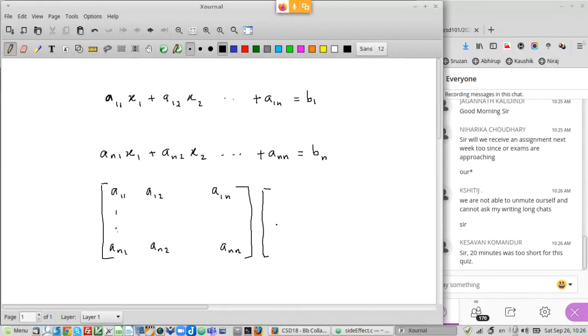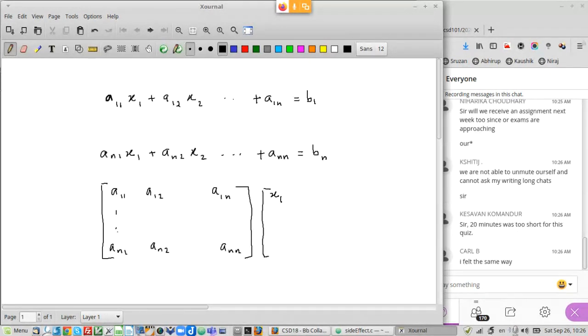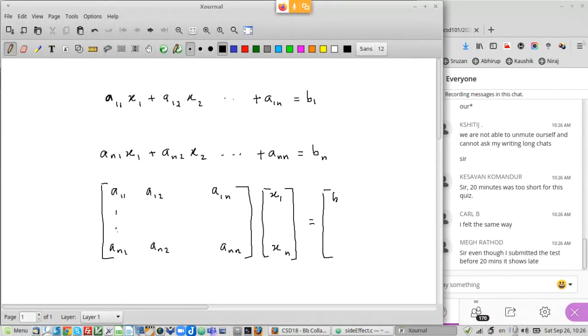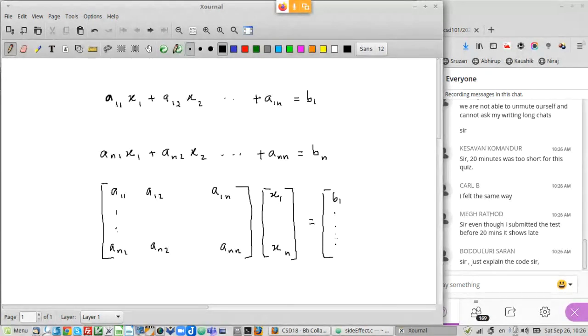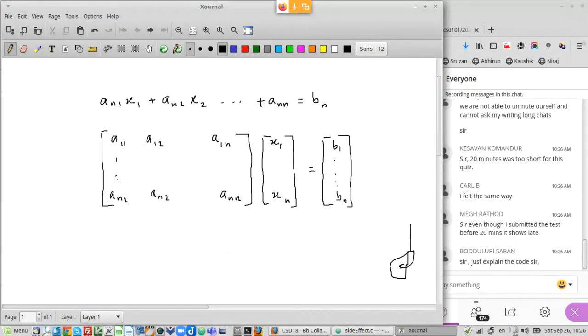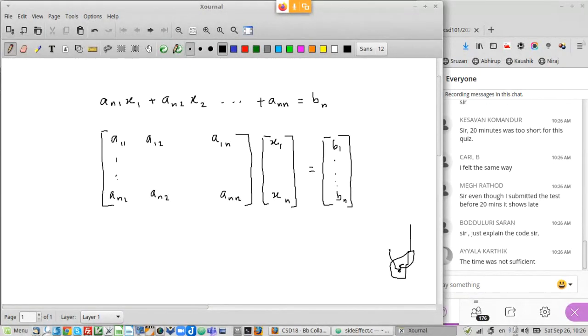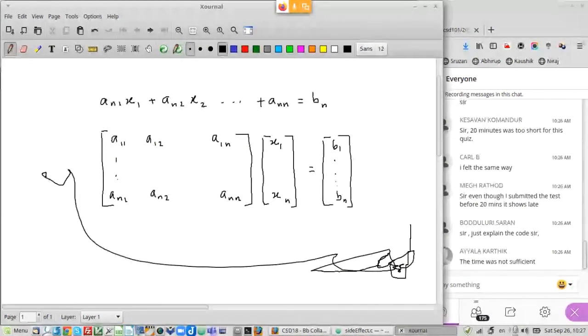Then you have a vector here, which is the vector of unknowns x1 to xn, and this is equal to b1 to bn. Okay, so I'll explain the code, just hang on for a minute. Just a moment, this pen is creating trouble.